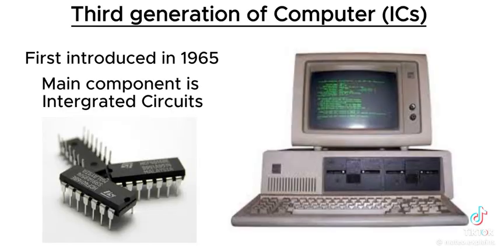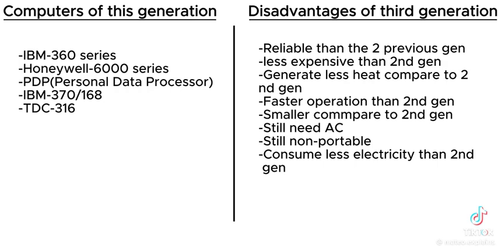Third generation, 1964 to 1971. Next came integrated circuits, or ICs, which revolutionized computing in the third generation. Machines like the IBM 360 series and PDP systems were faster, more compact, and more efficient.